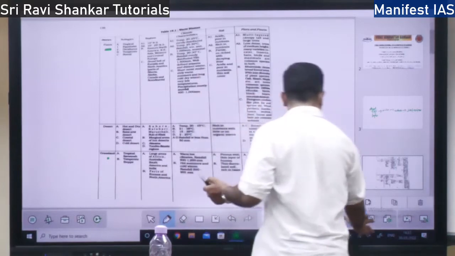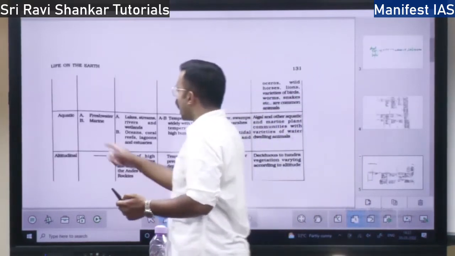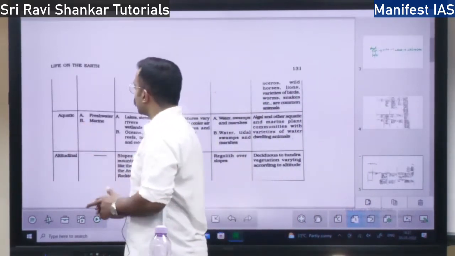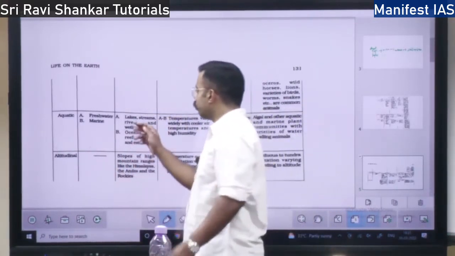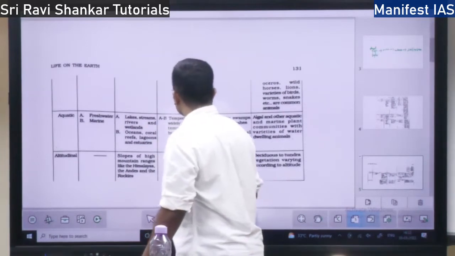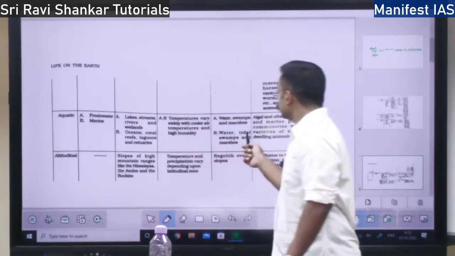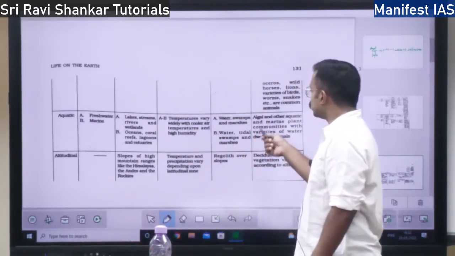So that is the third type of biome. The fourth type of biome is aquatic. In the aquatic, you have two subtypes: one is the freshwater biome and the other is the marine biome. So where do you find it? Lakes, streams, rivers, and all these areas. Temperature will be varying. So you have water swamps and marshes there.